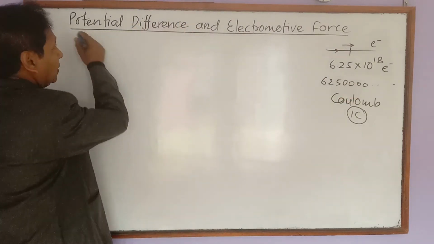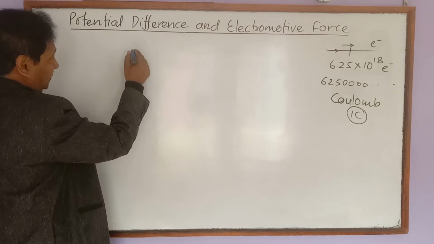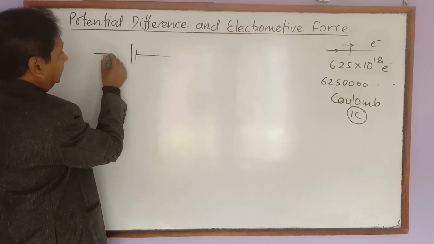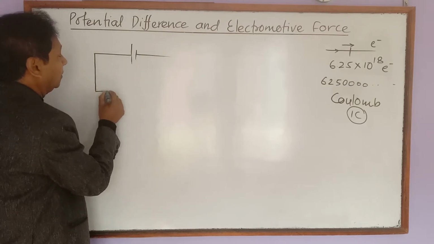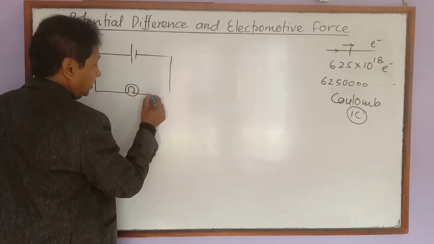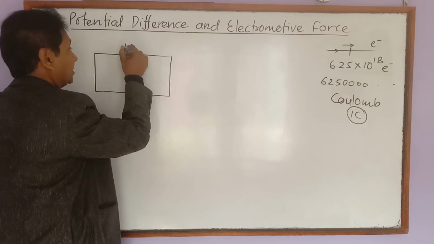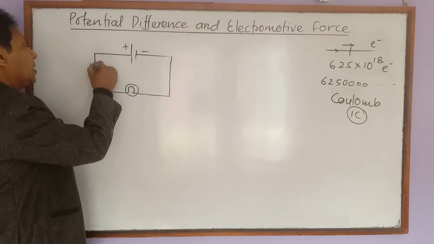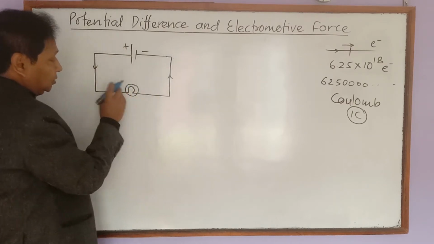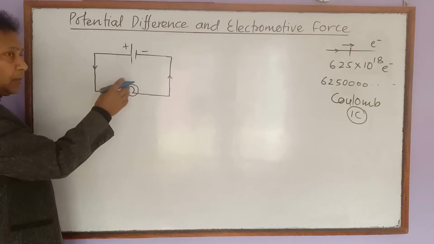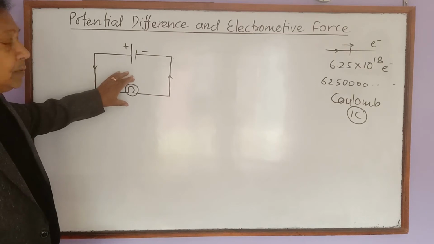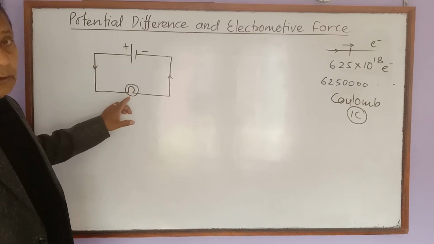Now I want to talk about potential difference. Let's say this is a cell and we are connecting this cell with a bulb. Then what happens? The bulb gives light. Why does it give light? Because current is flowing through the conductor, and when it passes through the bulb, the bulb glows. It means electrical energy is converting into light energy in this bulb.